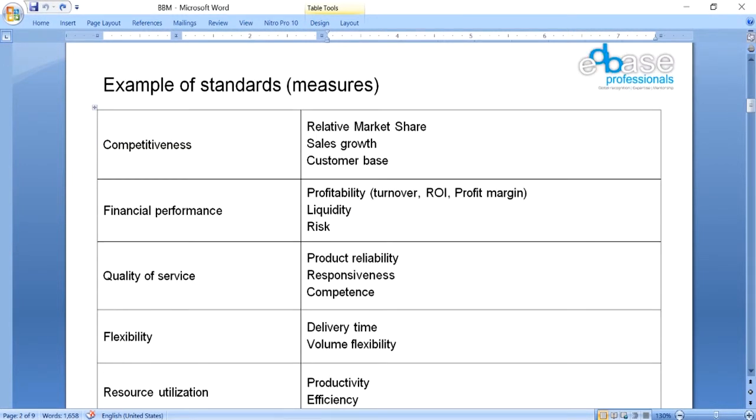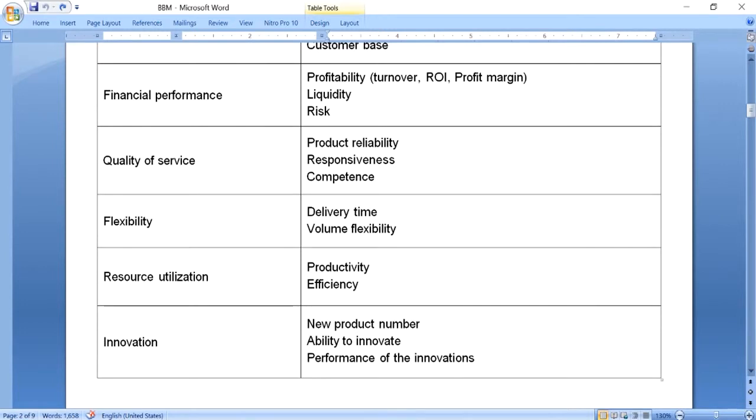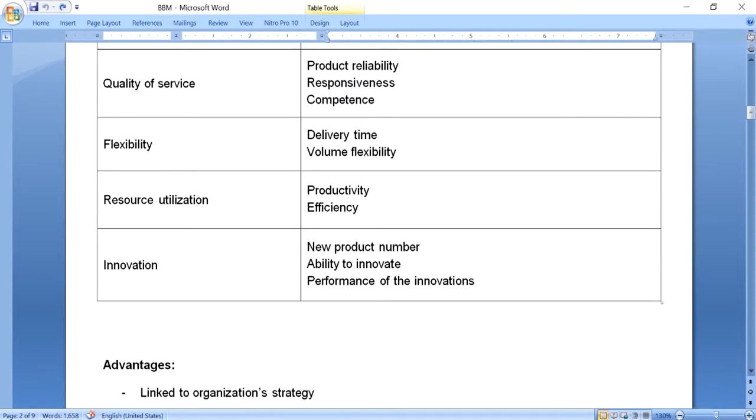Now here we have some examples of standards. Okay, for example, competitiveness can be measured by relative market share or customer feedback or sales growth. Financial performance can be measured by profitability, liquidity, and other ratios that we have. Quality of service can be measured by reliability, responsiveness, competence, flexibility, like it can be measured by delivery time, or it could be volume flexibility. Resource utilization can be defined by productivity or efficiency of the employees. And innovation, obviously the new product number, ability to innovate, and performance of the innovations. For example, sales generated from a new product.